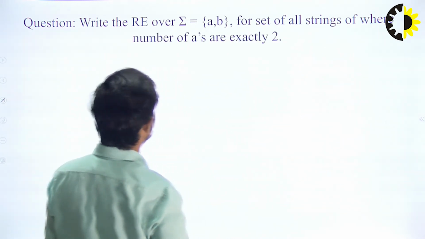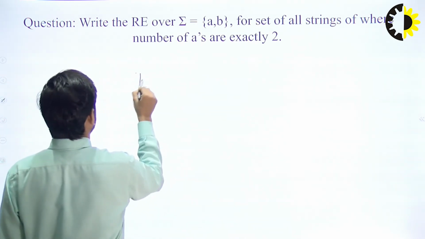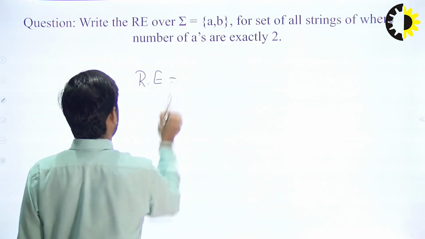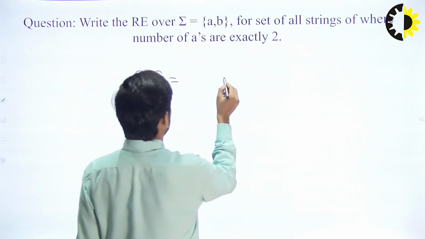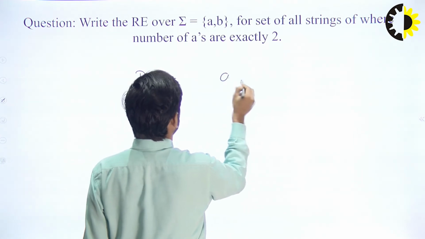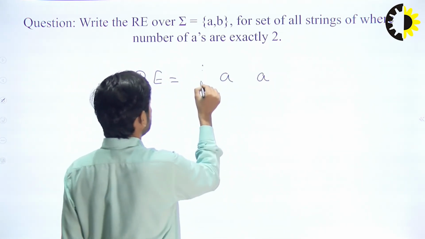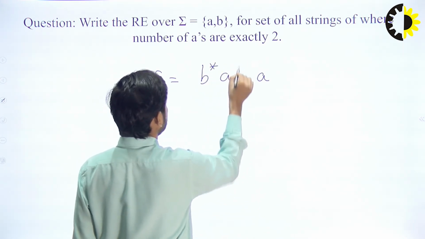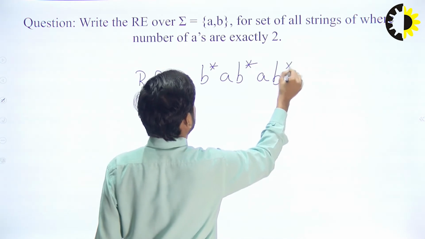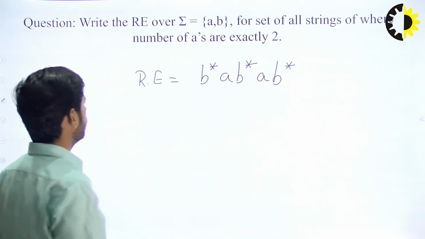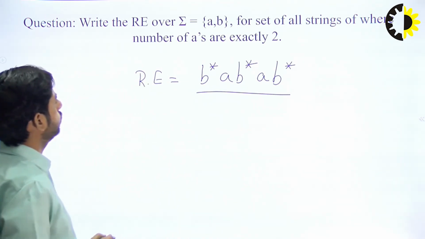Okay, next is set of all strings where number of a's are exactly 2. So the required regular expression for number of a's exactly 2. So the a must be 2. Initially there can be any number of b, in between there can be any number of b, and at the end there can be any number of b. So it is the exactly 2 a's.